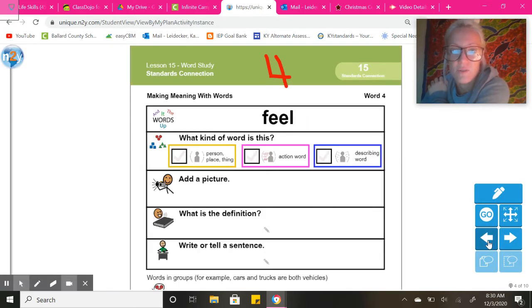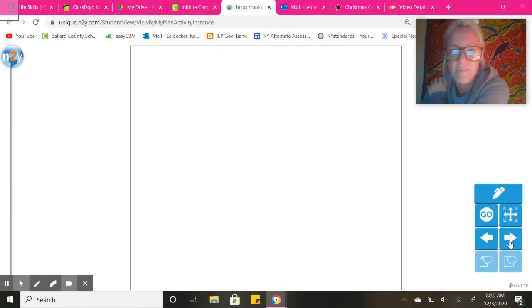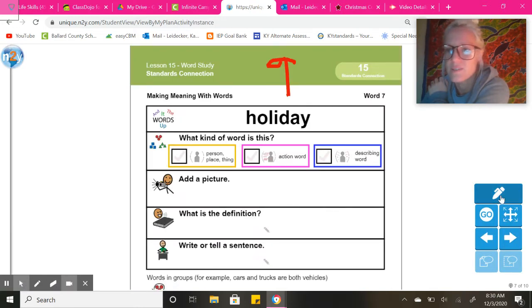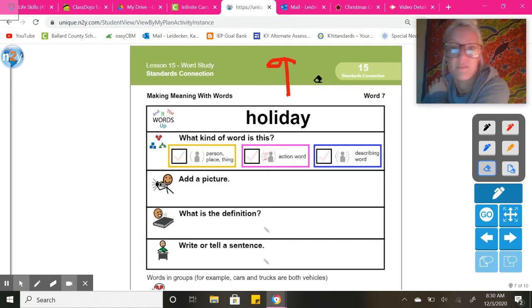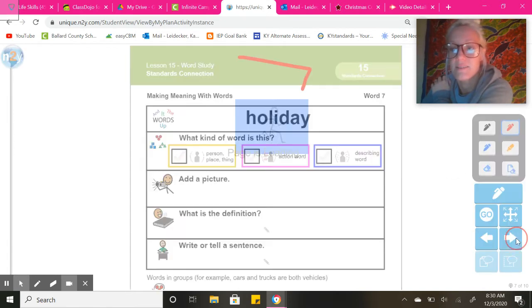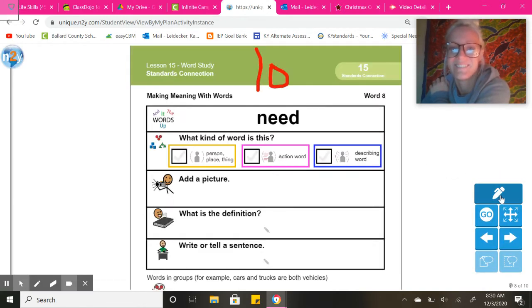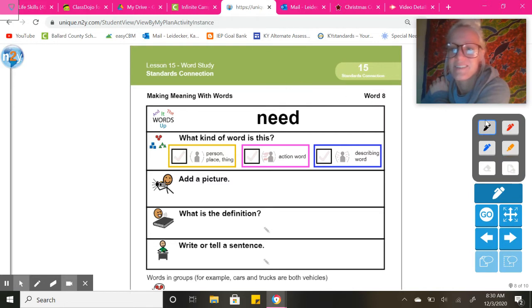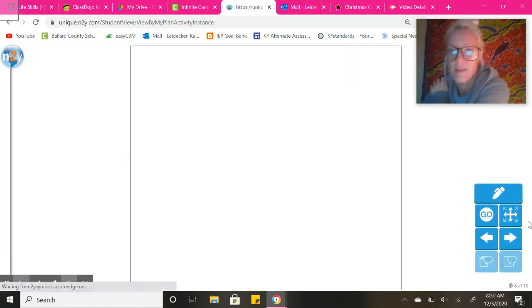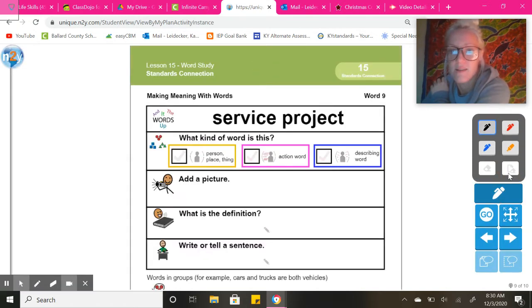Okay, so I have 1, 2, 3. Word 4, word 5, word 6. Okay. This should say word 7. I don't know where in the world I got that from. Okay. So word 7. I'm sorry. Word 8. And word 9.